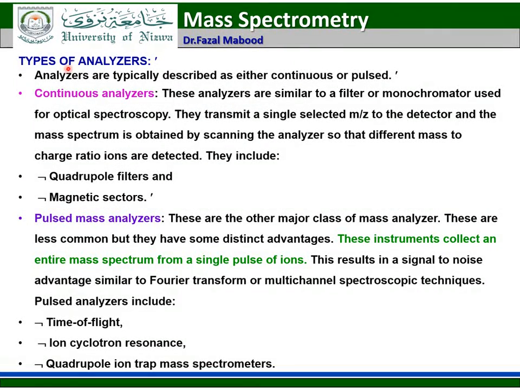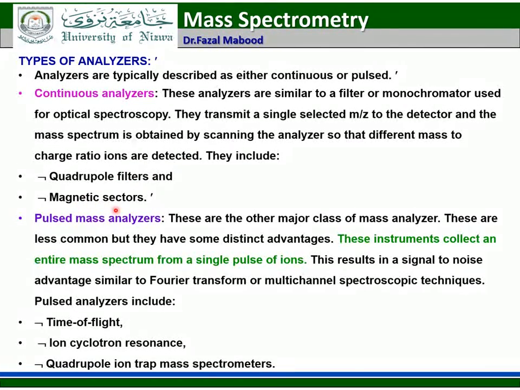Types of mass analyzer: continuous analyzer and pulse mass analyzer. Continuous mass analyzers are similar to a filter or monochromator used for optical spectroscopy. They transmit a single selected mass to charge ratio to the detector, and the mass spectrum is obtained by scanning the analyzer, so ions of different mass to charge ratios are detected. They include the quadrupole filter and magnetic sector.